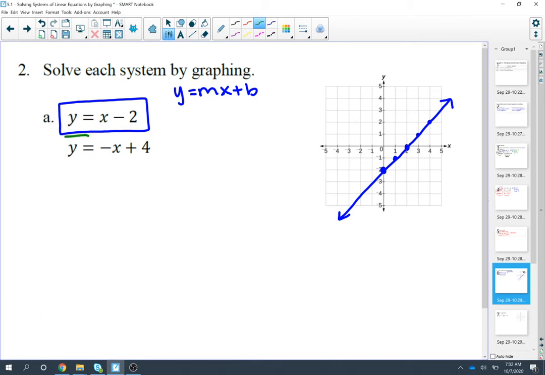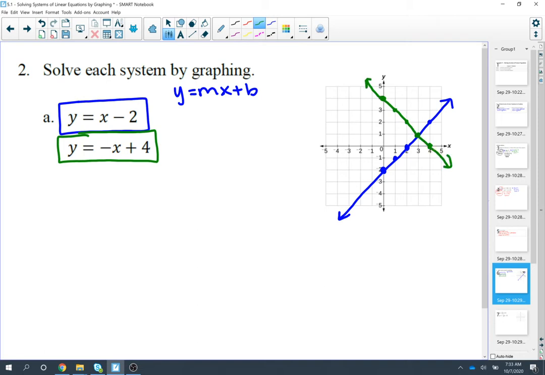Our second one, y equals -x plus 4. My y-intercept is +4, so up 4. And then my slope is -1. So down 1 over 1, down 1 over 1. And then we could draw our line.